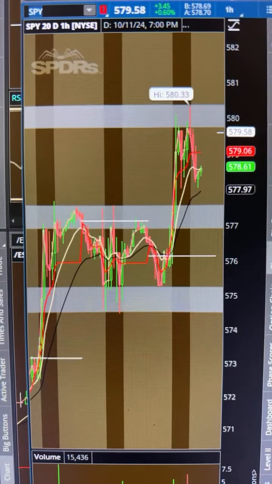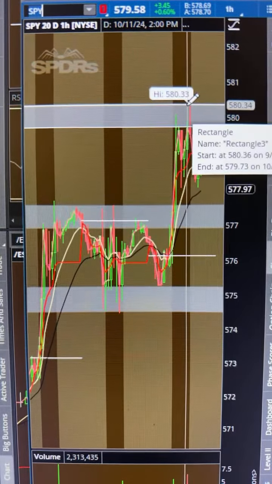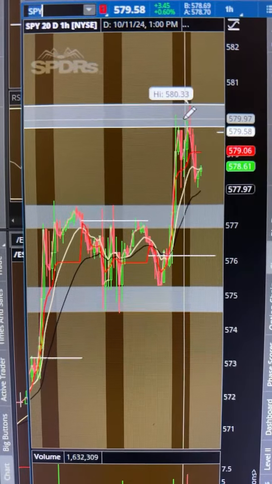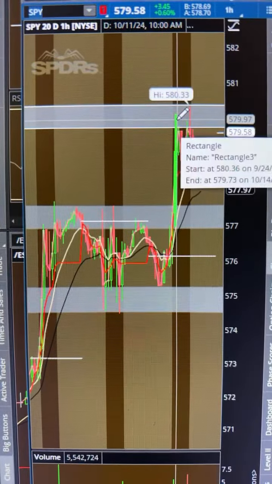Here are my SPY zones. This is based off the hourly time frame, just like my indicator I dropped. Based off the hourly time frame.